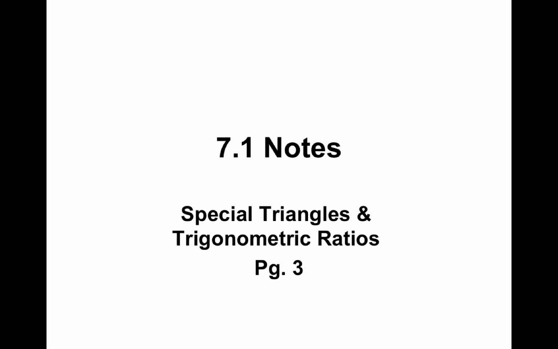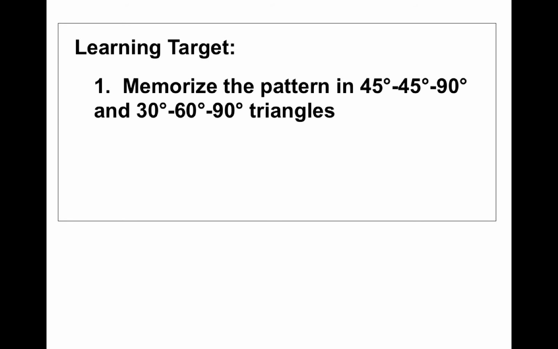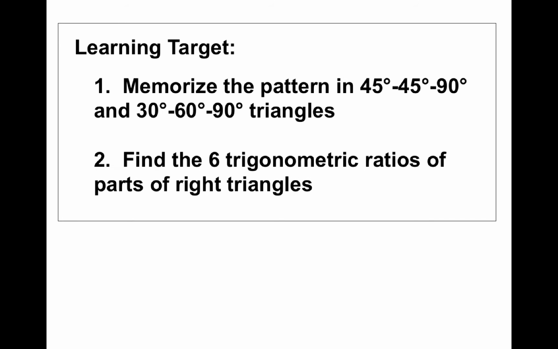Okay, 7.1 notes is on special triangles and trigonometric ratios on page 3 in your notes. So today we are going to memorize the pattern in 45 degree, 45 degree, 90 degree, and 30 degree, 60 degree, 90 degree triangles. We're also going to find the 6 trigonometric ratios of parts of right triangles.